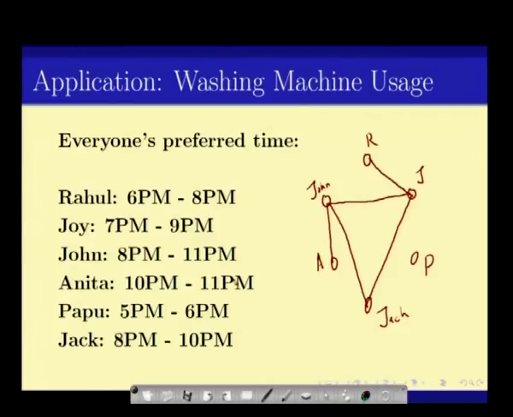Now, after this graph has been drawn, all we need to know is an independent set. What is the maximum size of an independent set that we can get? By looking at it, we can say that one thing to do is that we can satisfy Anita, we can satisfy Rahul, and we can satisfy Pappu. So, maybe 3 people can be satisfied. Is it possible to satisfy 4 people in this graph? And that is why we need to understand how to solve an independent set problem in a graph.